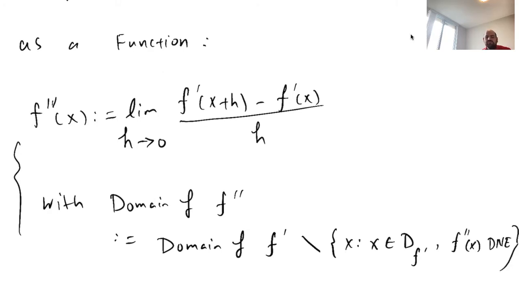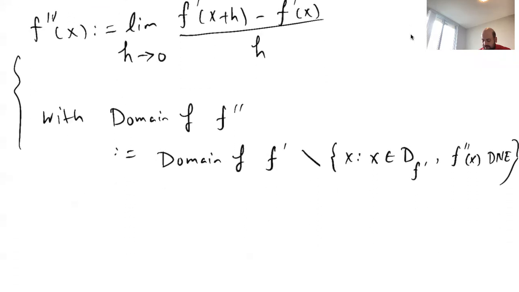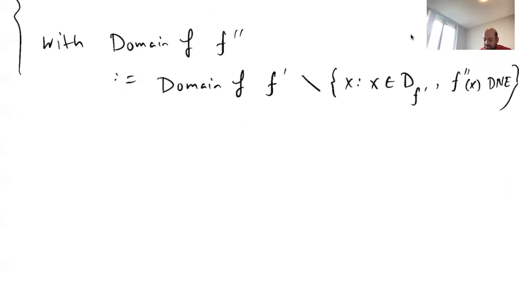So just a trivial restriction: of course, if f double prime is undefined at some point, then we cannot include that point as a part of the domain of f double prime, right? So from the domain of f prime, we have to exclude the points where f double prime does not exist. Okay, so this is the f double prime of x as a function. And we also have a Leibniz notation for f double prime.